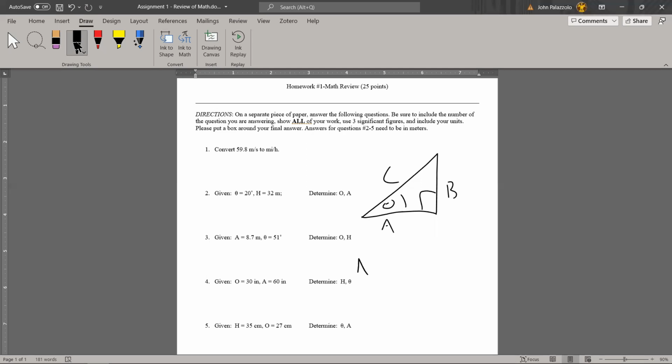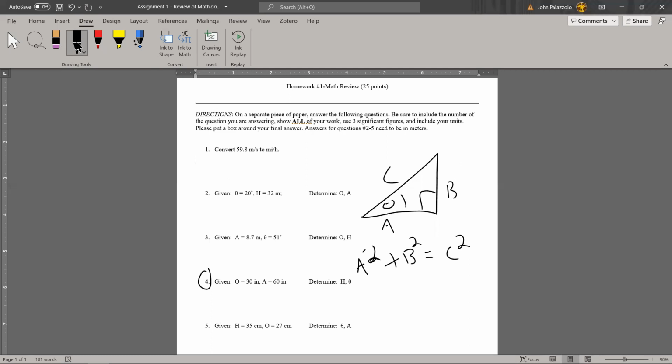And we say that A squared plus B squared is equal to C squared. And so if we see number 4 right here, you're given the opposite and adjacent.